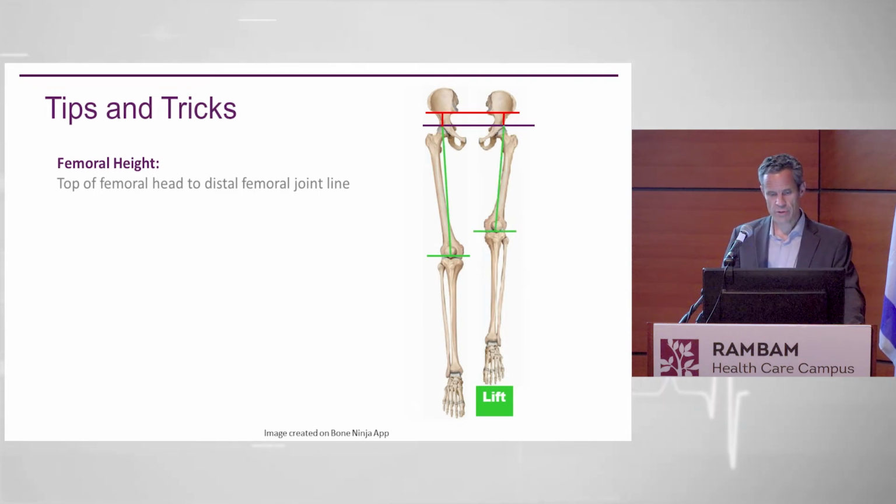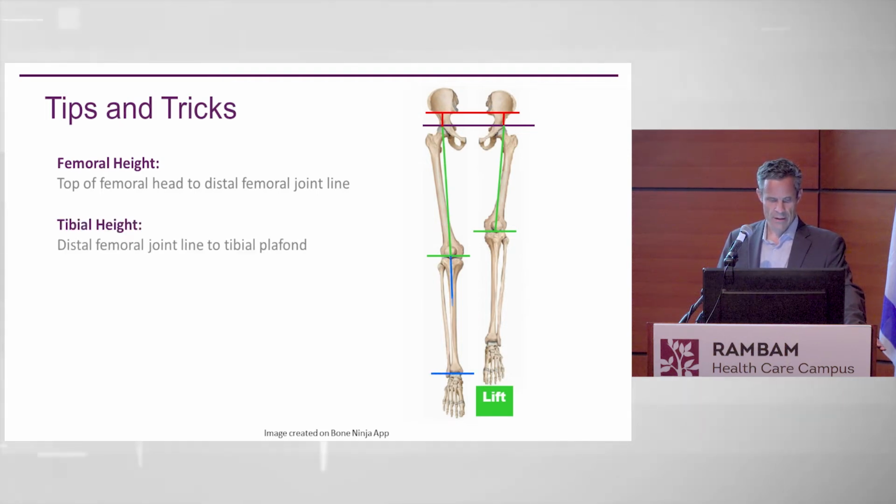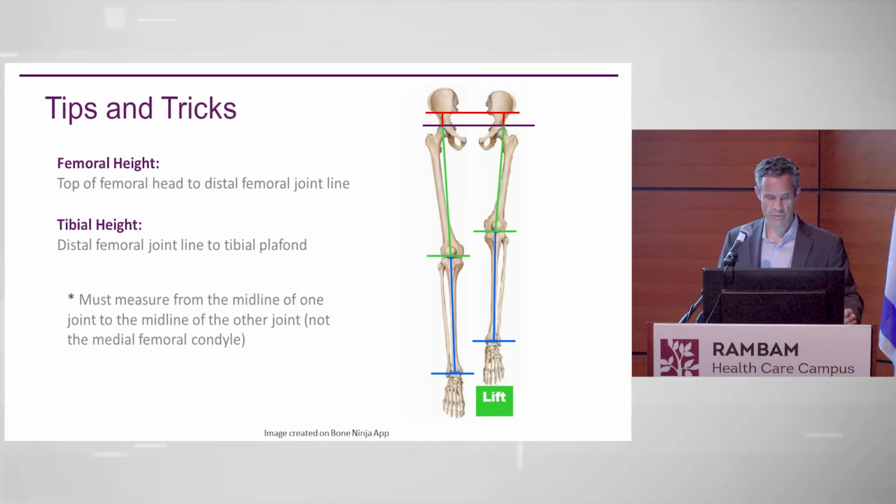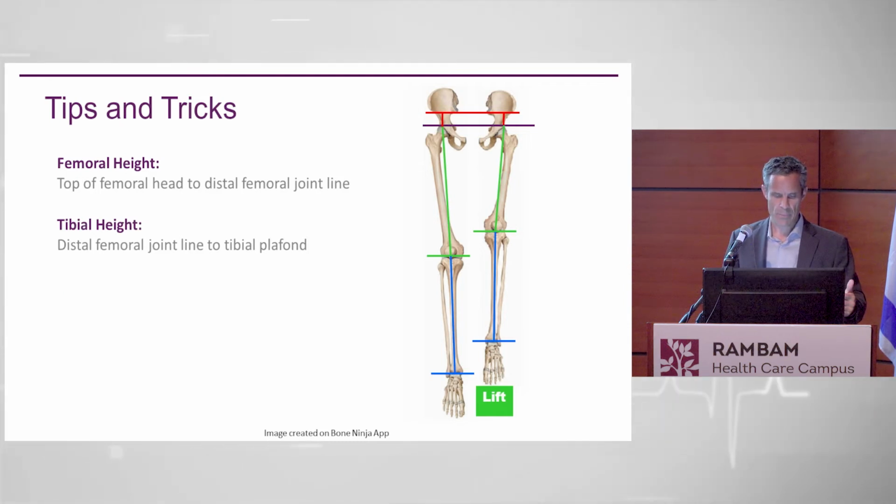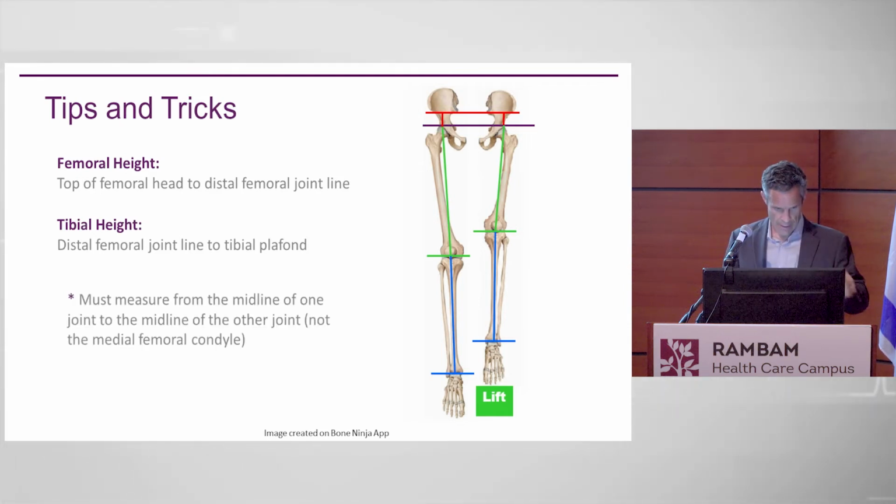So when we measure the femoral segment and the tibial segments, just a little tip is to go from the top of the femoral head to the center of the knee. With the limb alignments, we typically go from the middle of the femoral head, but for the limb length, make your segment the measurement from the top of the femoral head to the middle of the knee. And then the tibial height goes from that same point in the knee down to the tibial plafond.